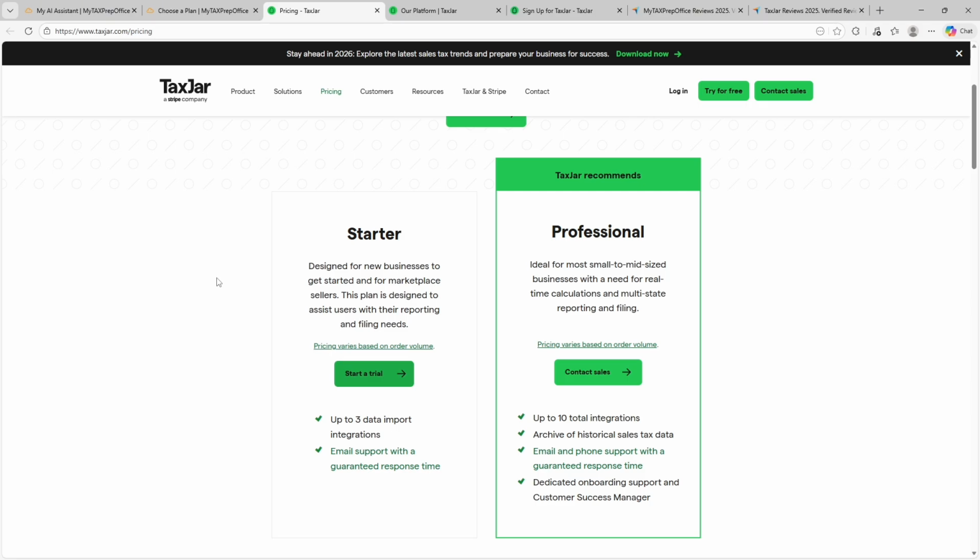Ultimately, the right choice depends on whether your core challenge is preparing income tax returns or managing ongoing sales tax obligations across jurisdictions.